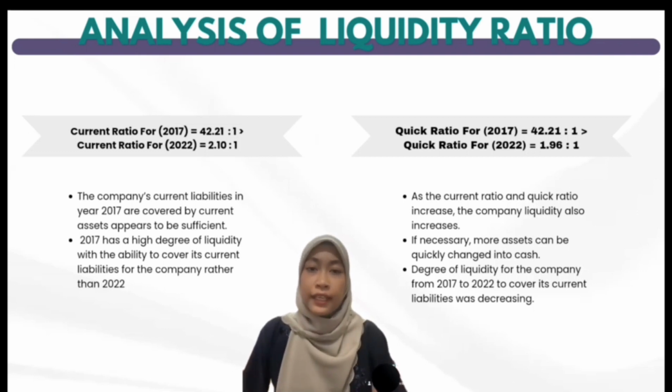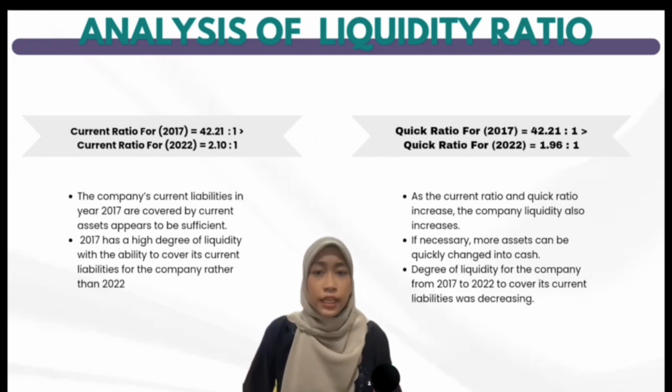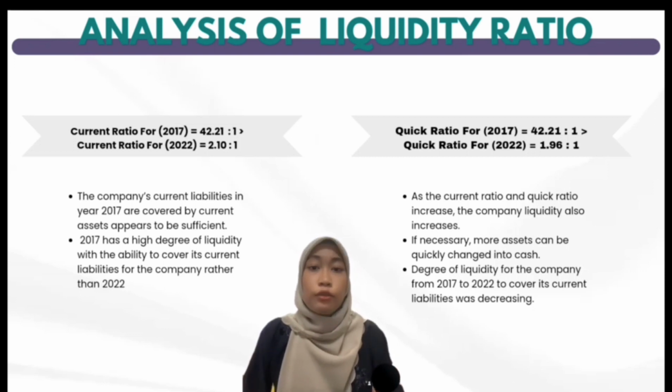1.69. In the end, we can conclude that as the current ratio and quick ratio increase, the company's liquidity also increases. If necessary, more assets can be quickly changed into cash. Thus, the degree of liquidity for the company from 2017 to 2022 to cover its current liability was decreasing.